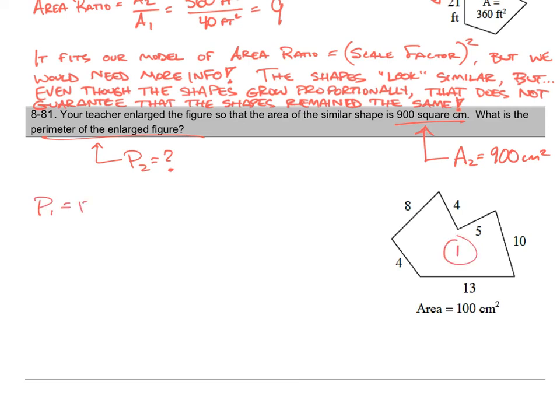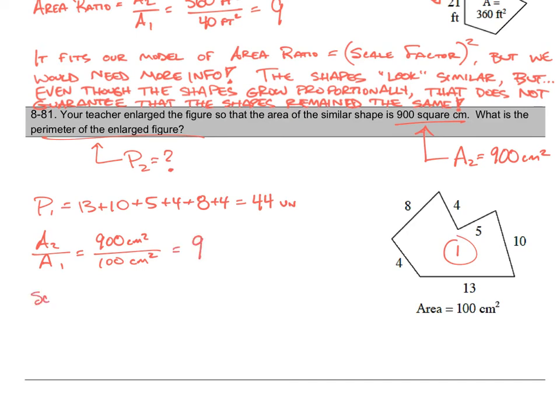This perimeter is going to be 13 plus 10 plus 5 plus 4 plus 8 plus 4, and that's 44 units. We have some information about area here, so we can look at the area ratio. We're told the enlarged figure has 900 square centimeters of area. The original had 100 square centimeters of area. That gives us an area ratio of 9. What about the scale factor? Well, we have to figure out what number squared gives us 9. We can do that by unsquaring 9 or taking its square root, and that gives us 3.